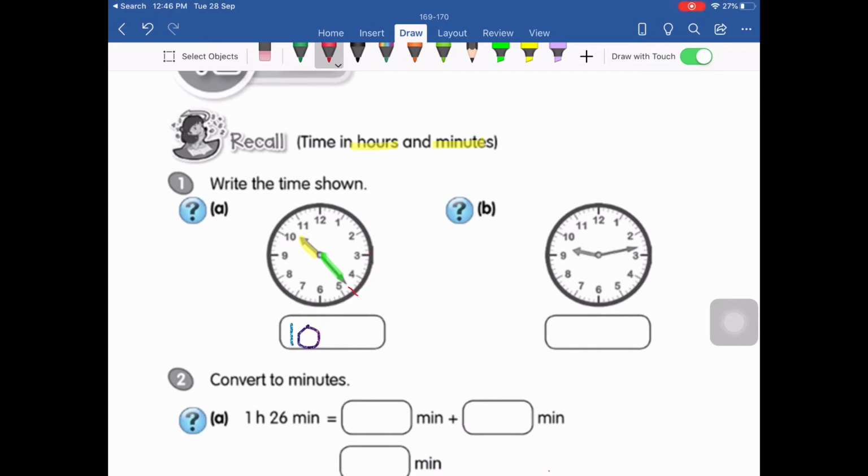So this is 10:23. Let's count again. This is 5, 10, 15, 20, 21, 22, and 23. So this is 10:23.